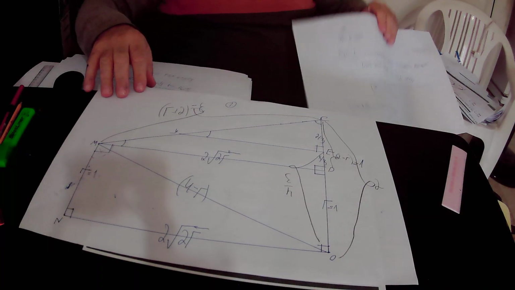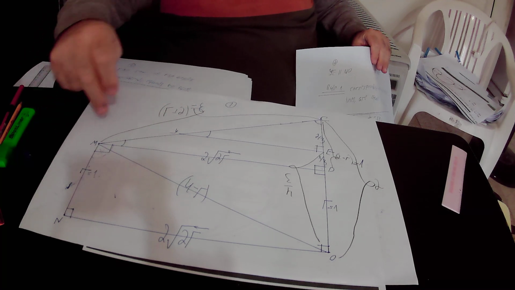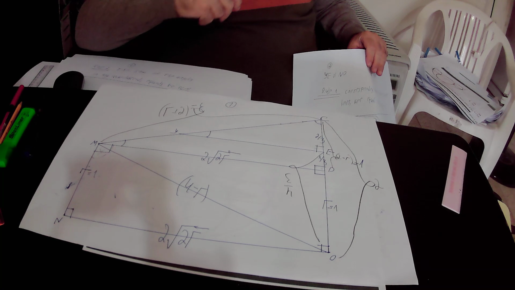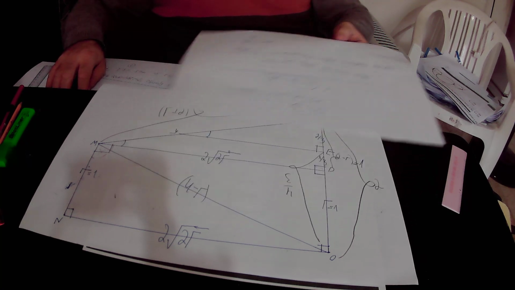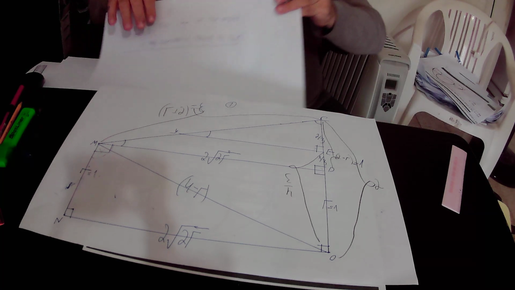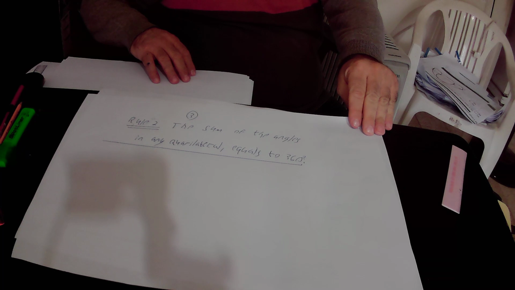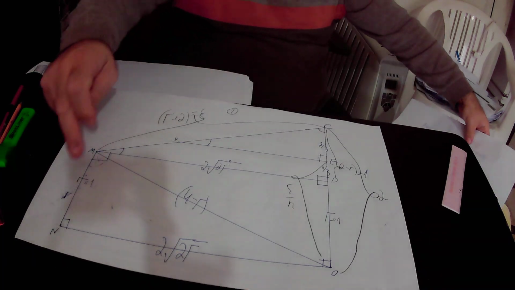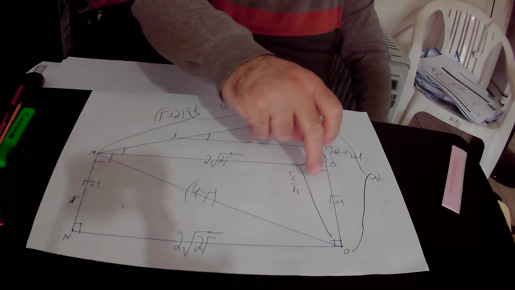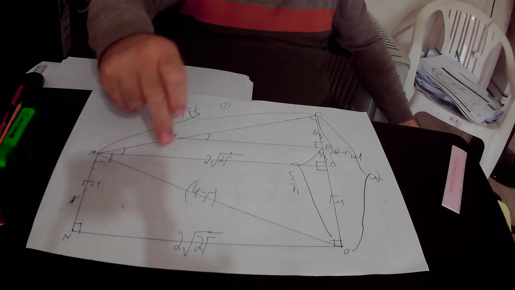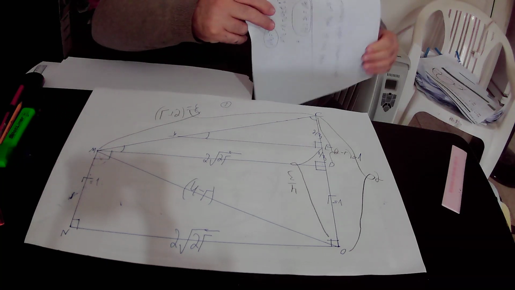Then we focused on the quadrilateral MNOD, and on quadrilateral MNOD, we have three right angles, 1, 2, 3, and we know that according to rule number 2, the sum of the angles in any quadrilateral equals 360 degrees. Therefore, the sum of three right angles, that is 90 times 3, it is 270 degrees, plus the size of this angle, this is angle X, must be equal to 360 degrees.